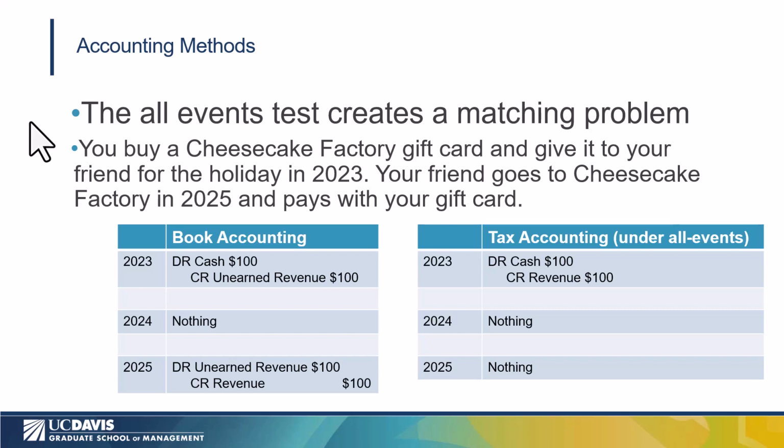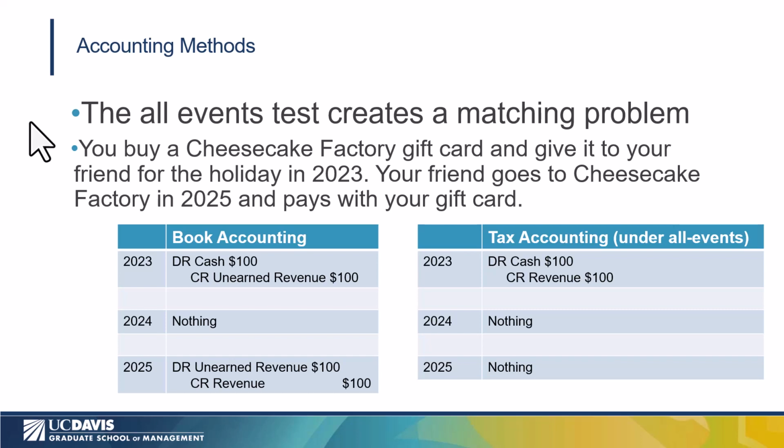When you receive a prepayment for deferred revenue or unearned revenue, this is exactly the GAAP accounting that you would follow. But let's look at what this would be under the all events test for tax accounting. So you would debit cash, just like you would, of course. Cash is cash, can't change that. But under the all events test, remember, it's the earlier of, and you've now received the money. So you just credit revenue.